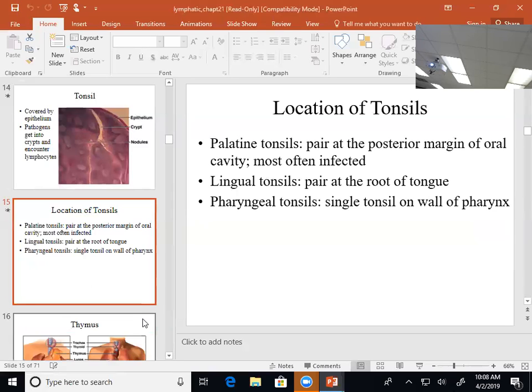And then I want you all to picture this. You are seeing me from the side, but think about my throat. I want you to think about the back wall of my throat. Your throat is the pharynx, right?